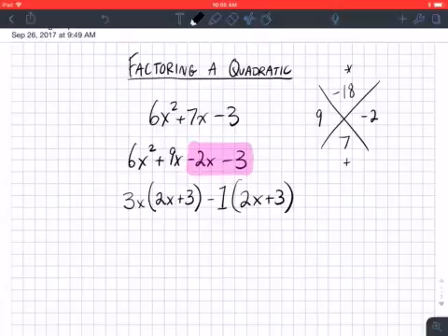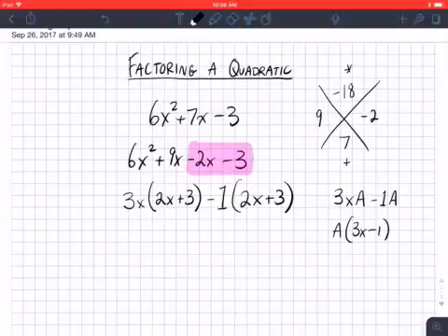Let me write a different version to the right. So a different version of this is 3x times some number a minus 1 times that number a. And so I think you'd agree that if there is an a in both spots, we can then factor the a out, or divide each part by a, so then we get a 3x minus 1 left over. And so the a in this case is just this 2x plus 3 term.